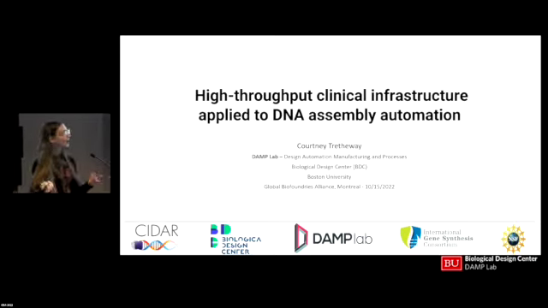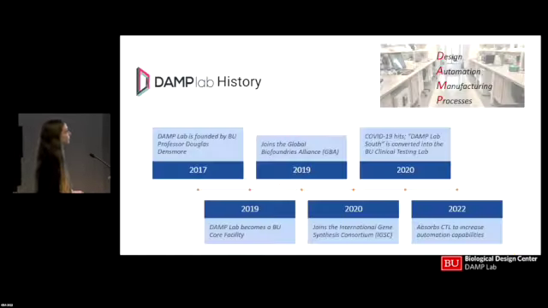Okay, so my name is Courtney Trethaway. I came to the DAMP Lab from the clinical testing lab at Boston University. I was managing that before the transition over into the DAMP Lab. So I'm here to talk about high throughput clinical infrastructure applied to DNA assembly automation.